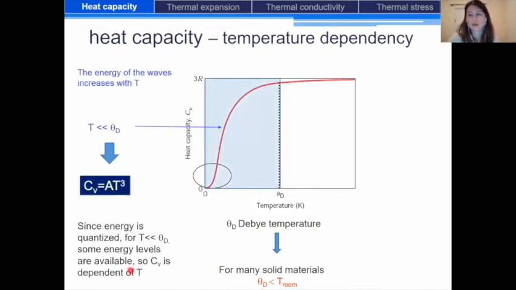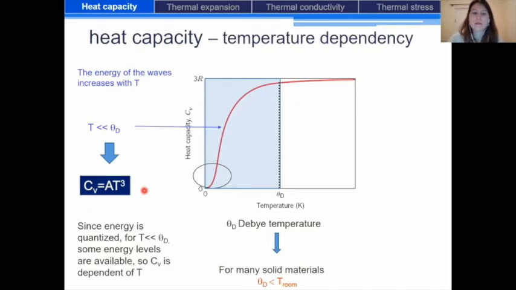So let's talk first about the left part of this figure. So you can see that below this Debye temperature, there is a huge increase of the heat capacity with the temperature. And in fact, the mathematical model to define it is that the heat capacity at constant volume is equal to a constant A, which is independent of temperature, times temperature cubed.